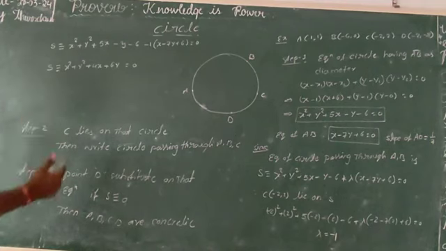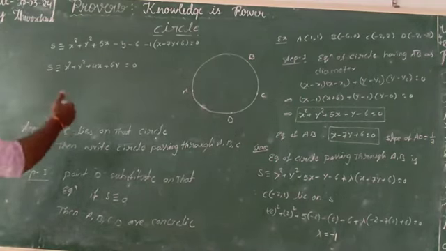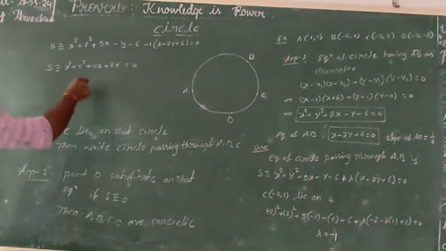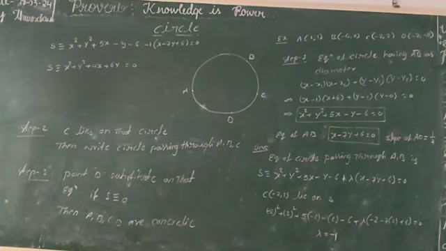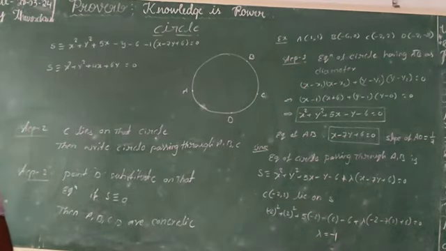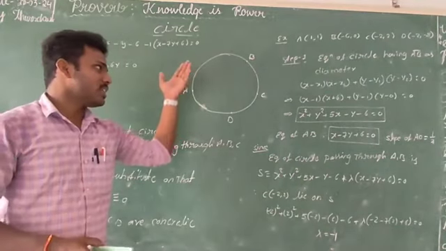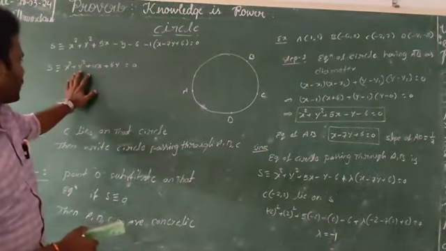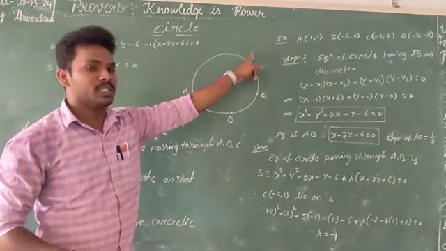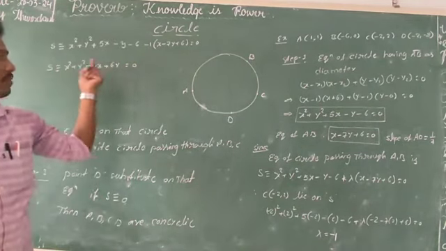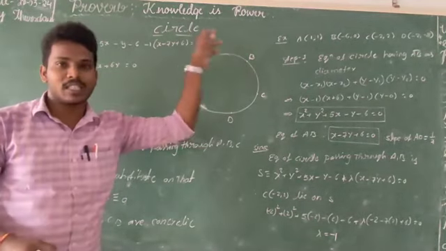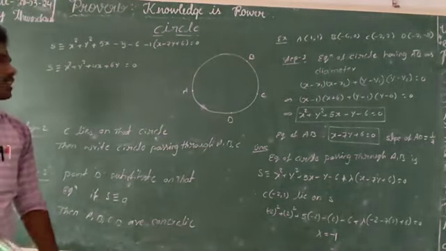If you substitute point D in that equation, and the value becomes 0, then the point D is also on the circle. So the 4 points are called concyclic points. Concyclic means the 4 points lie on the circle. We already found the circle equation passing through ABC. So if D also substituted here gives 0, then D is also a point on the circle. That's why the 4 points lie on the circle. Those are called concyclic points here.